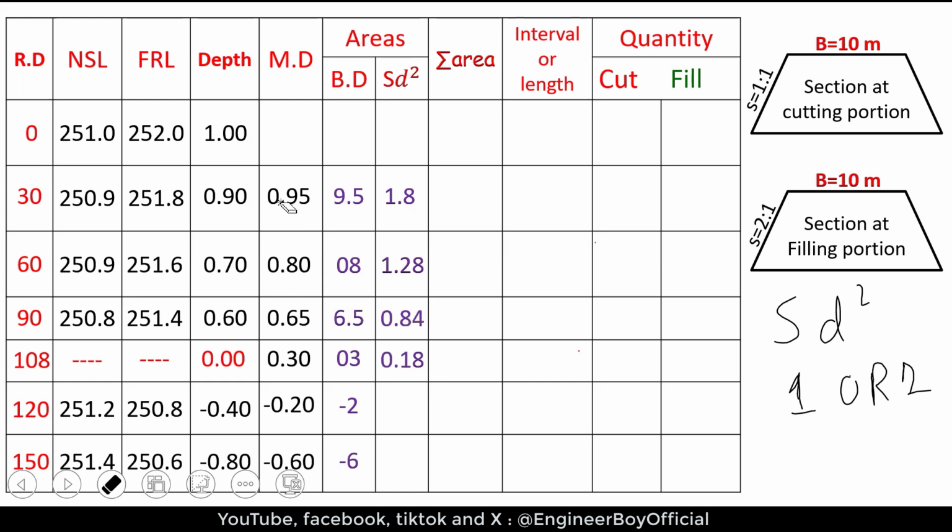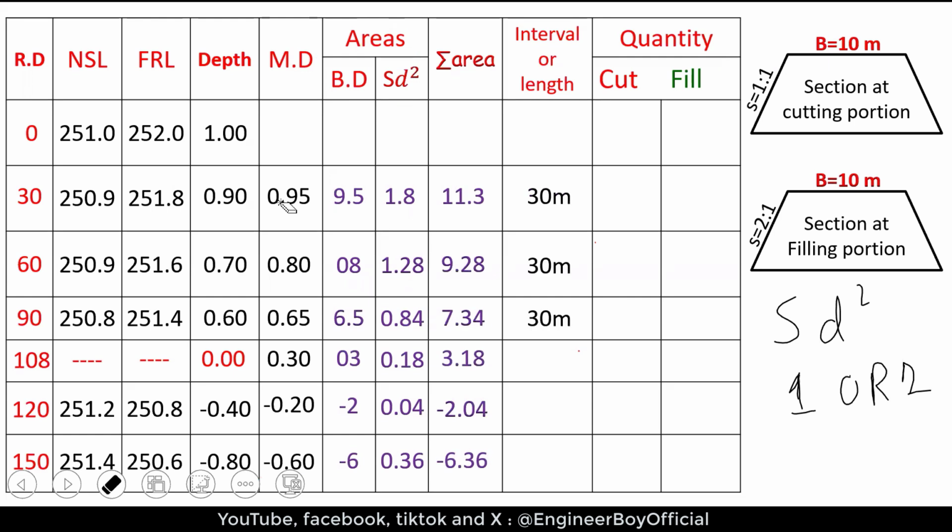However, after the intermediate point, we have cutting. Then, of course, we will just use the side slope from the section which is in cutting, and that's actually 1. So the area should be 0.04, and for the last station, the area should be 0.36. Now, summation of area means just to add those two areas, we can have the summation of area. Okay, and I'm gonna do that very quickly.